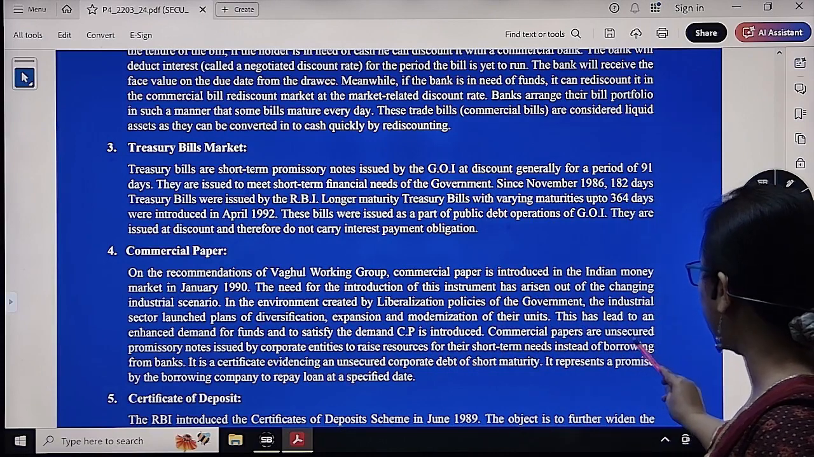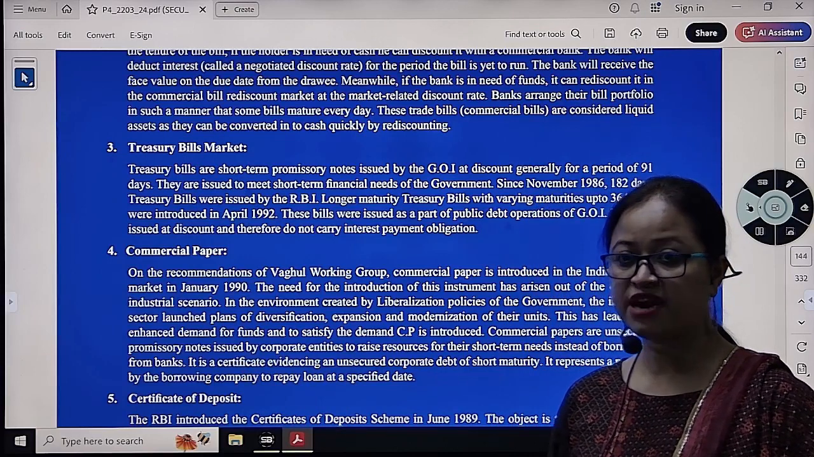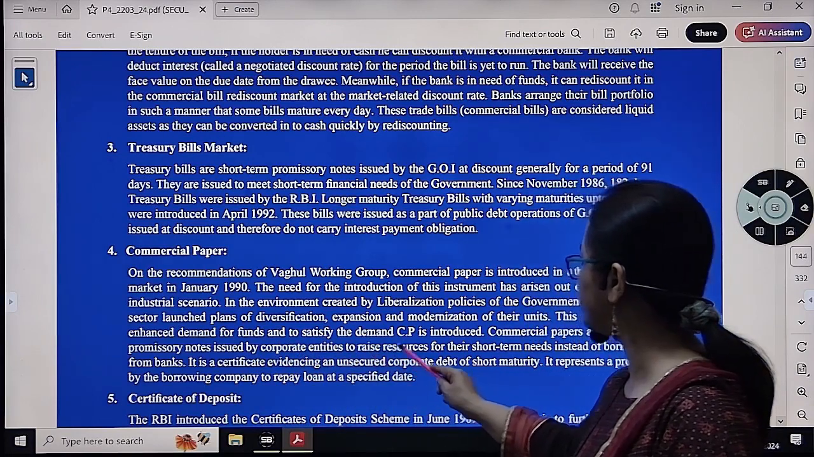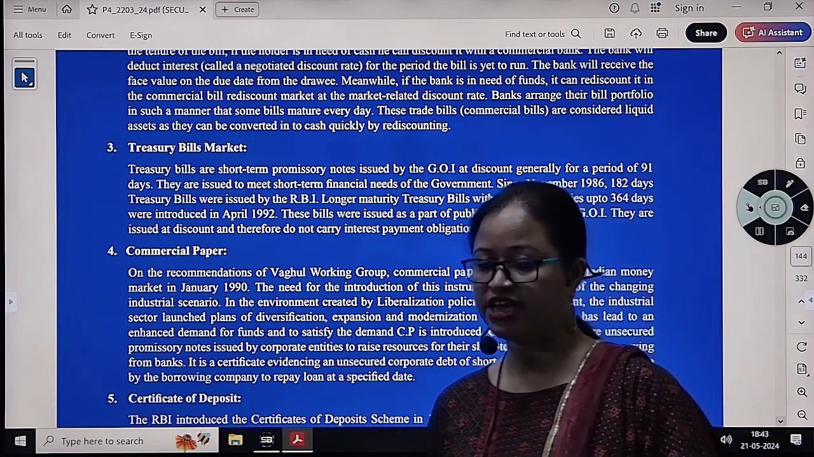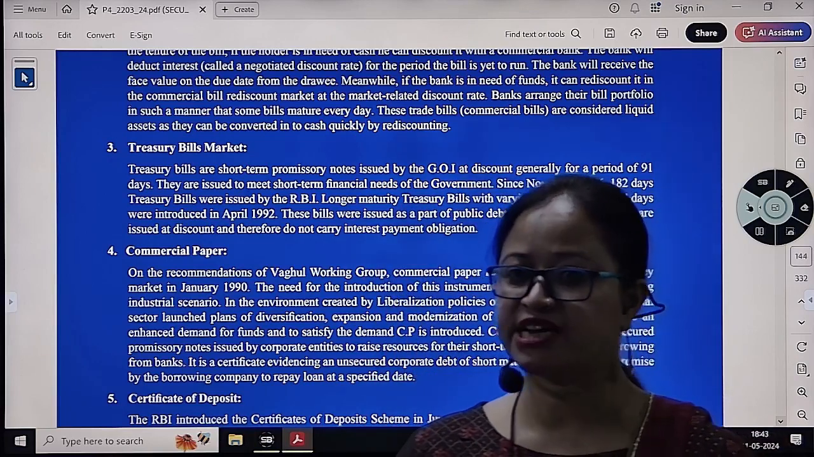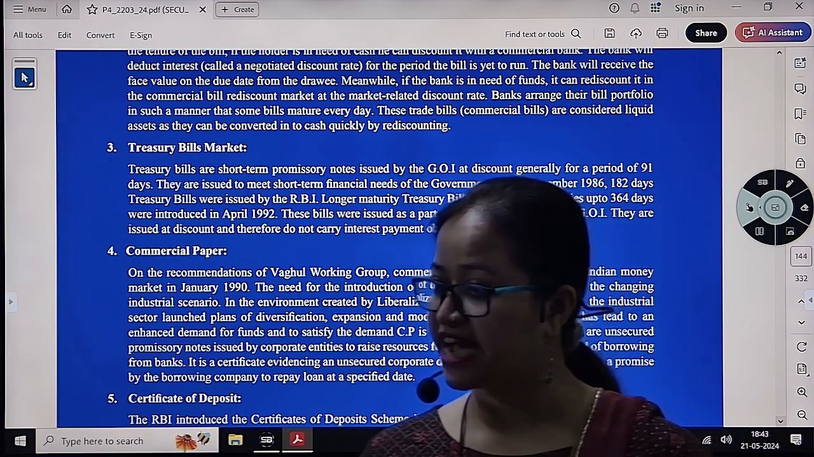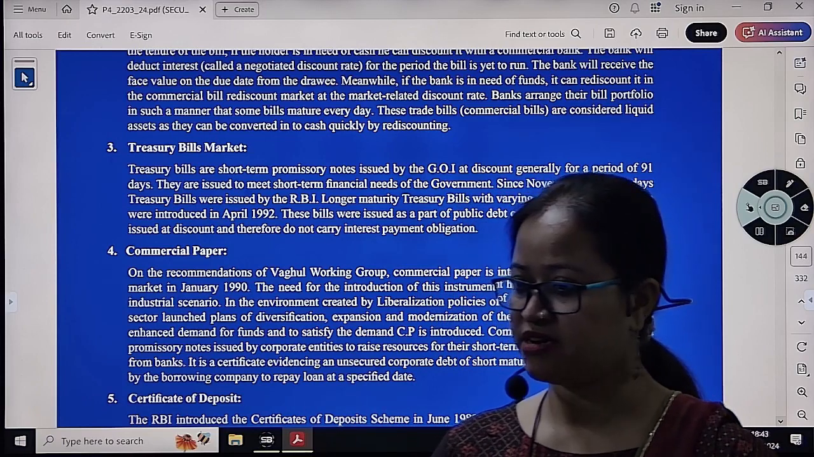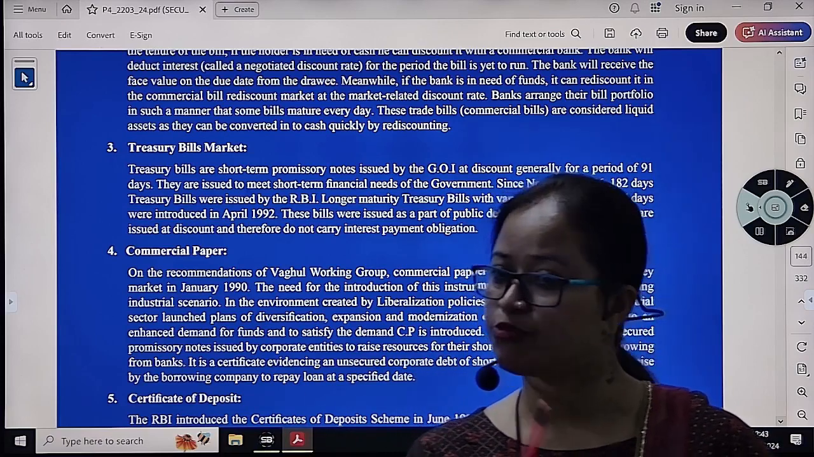So commercial papers are unsecured promissory notes. Those are unsecured promissory notes issued by corporate entities to raise resources for their short-term needs instead of borrowing from banks. These commercial papers are issued by reputed organizations, reputed industrial units. They have good name and fame in the market. Because these are unsecured, if they are not reputed, then who will invest in CP? Who will buy commercial paper?